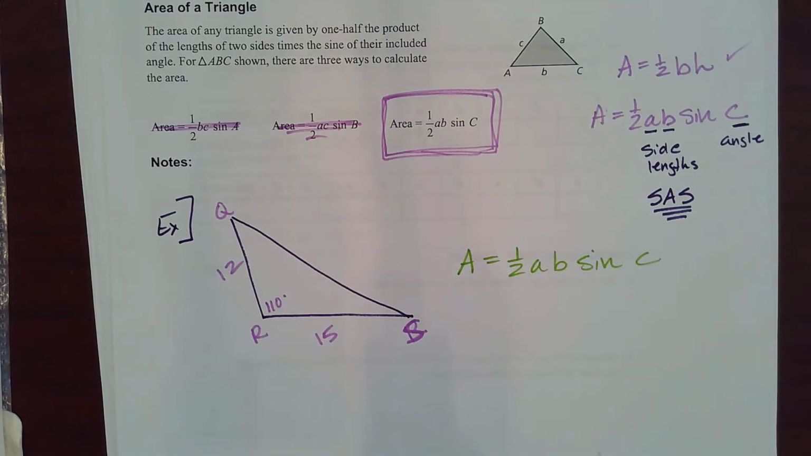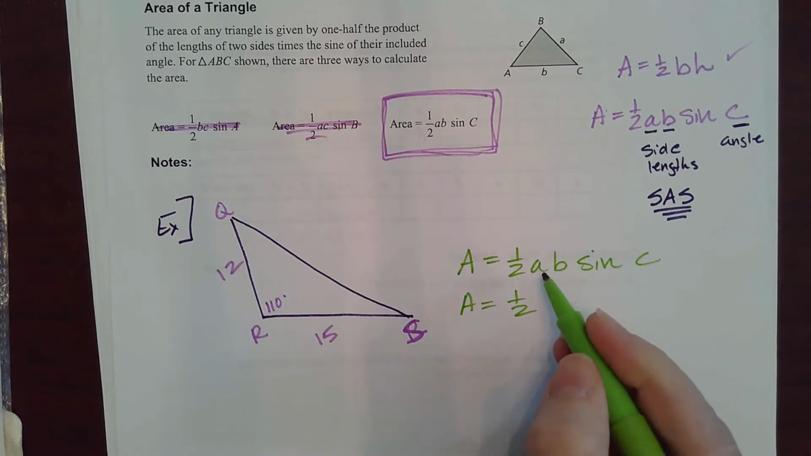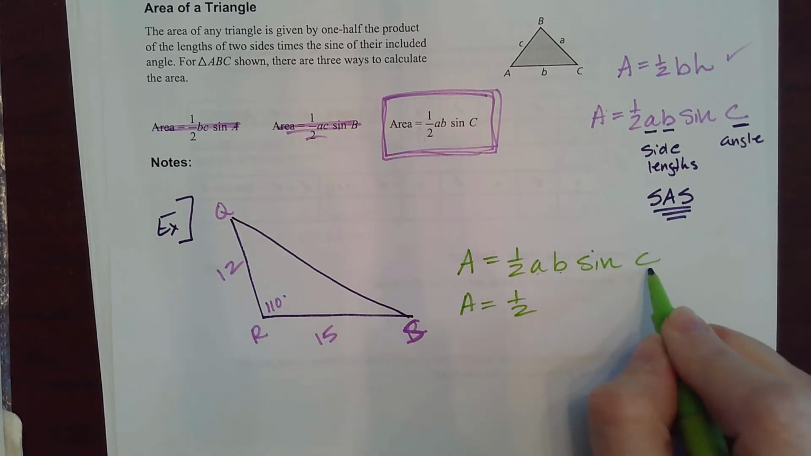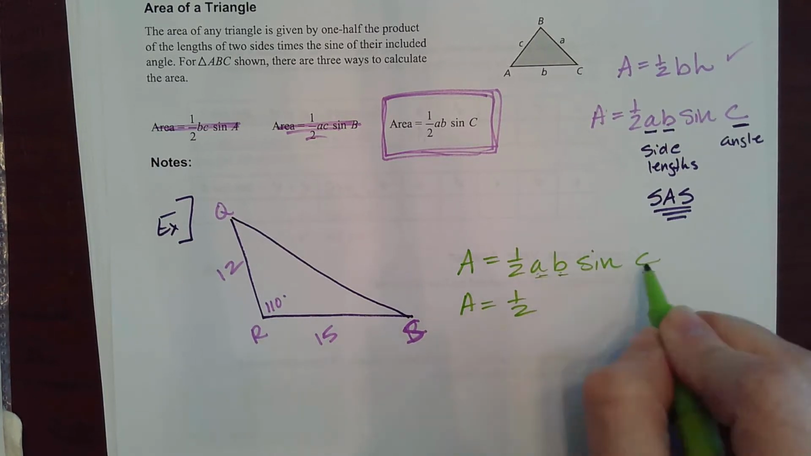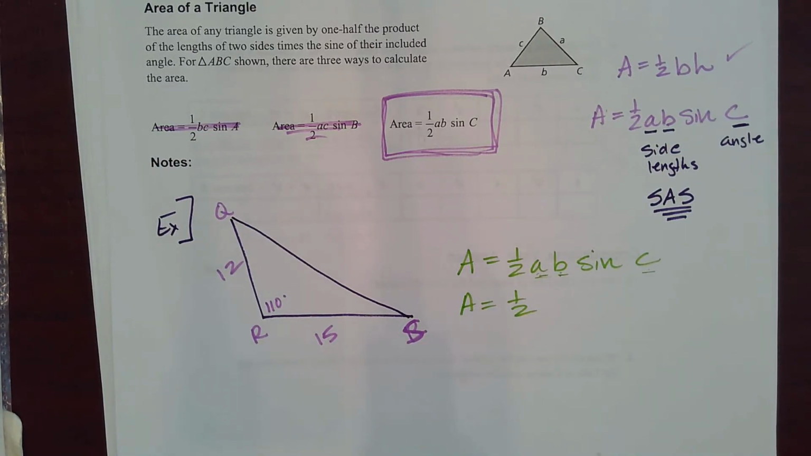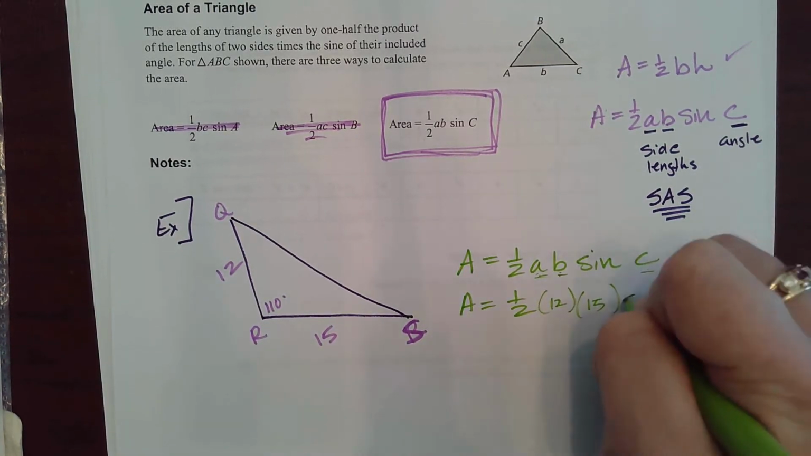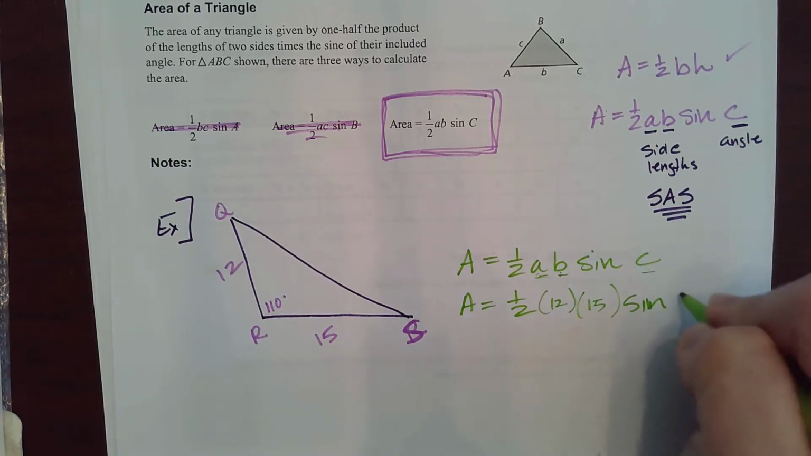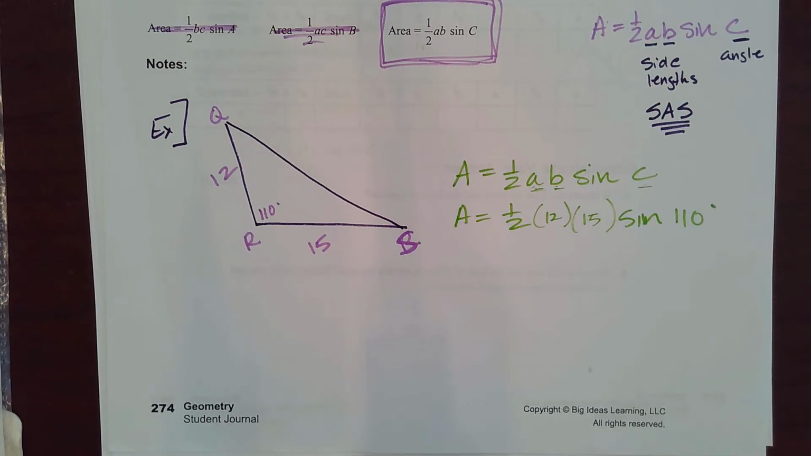So 1/2 a b sine of C. Those lowercase a and b are your two sides. Again, I don't care if it's marked as a, if it's marked as Q, if it's marked as c, I don't really care. This just means two sides and the angle in between them. That's what I want you to understand about this. This means two sides and the angle in between them. I don't care what the letters are attached to them. So the two sides I'm given are 12 and 15, and the angle in between them is 110 degrees. So that's literally all you're doing. And so, to be honest with you, this is pretty straightforward.